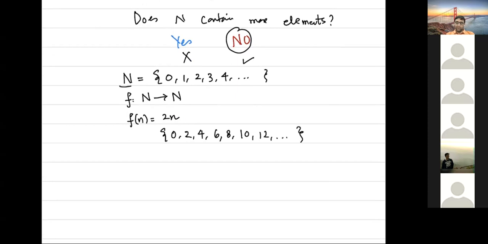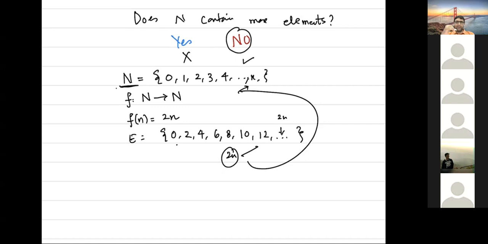For every element that you find in N, you will find an element in set E. And this seems like the set E. For every element n that you find here, you will find 2n here, right? And for every element 2n that you find here, you will find n here. So it means that there is a one-to-one correspondence between these two sets. The elements of set N are mapped exactly one element at a time to the set E. So it means that the number of elements in N and E are the same.